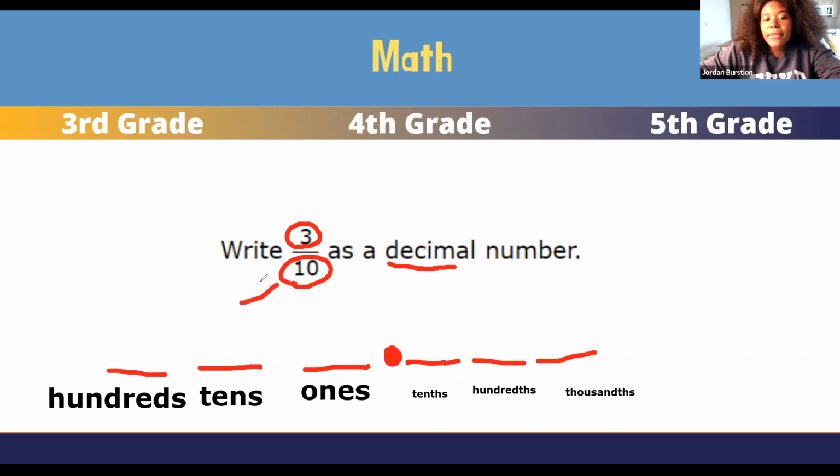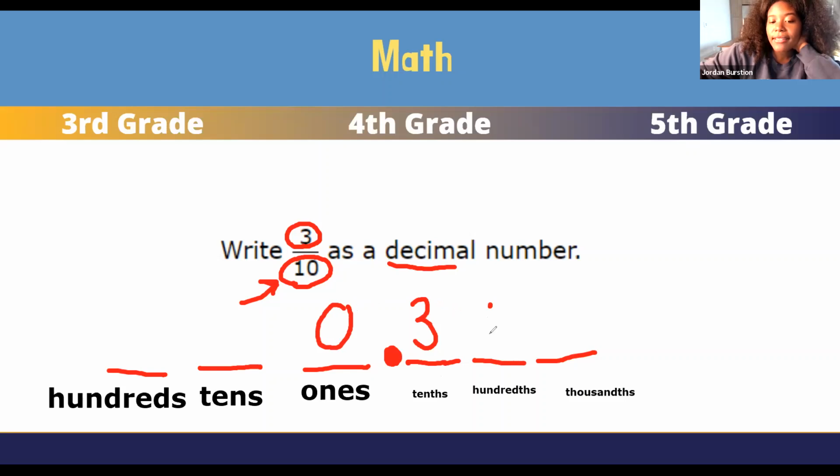So the number on the bottom of our fraction, our denominator, tells us we had a shape that we cut up into 10 parts, a tenth, and we have 3 of them. So we would put a 3 in our tenths place, and you can put a 0 everywhere else if you'd like.